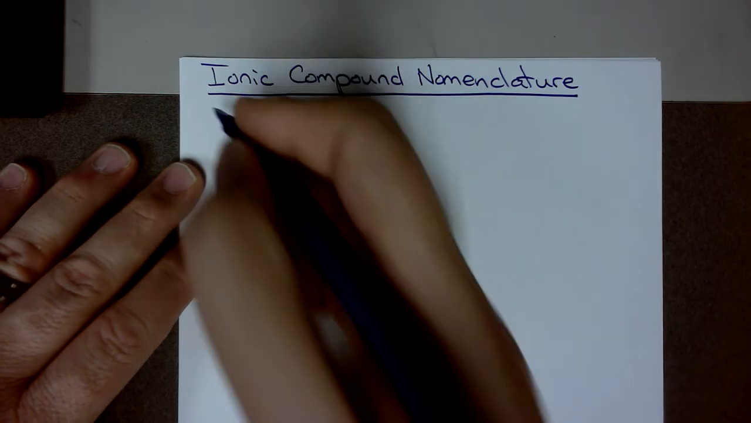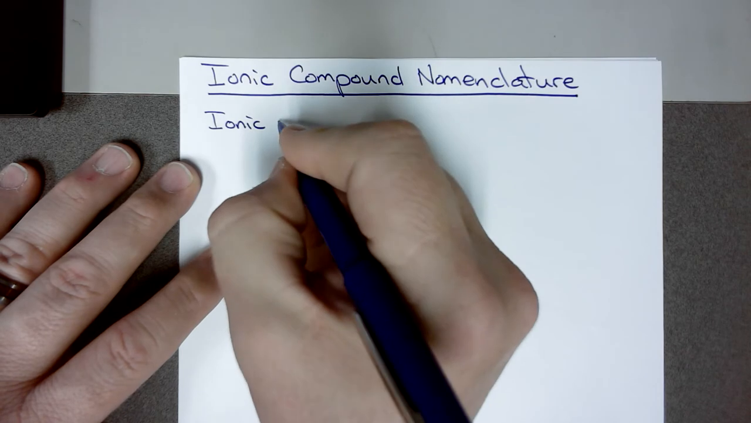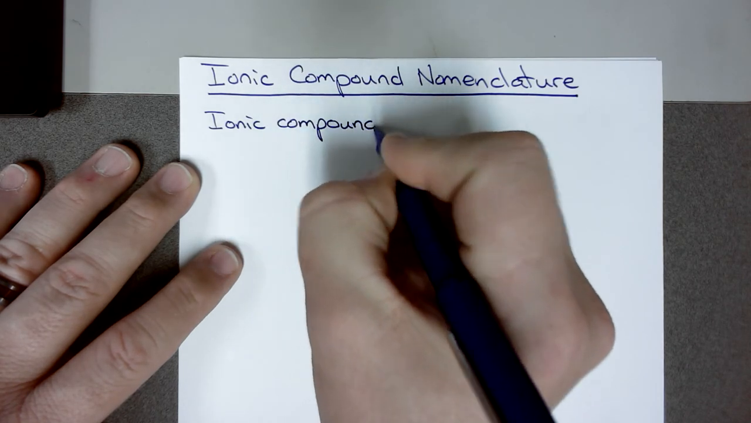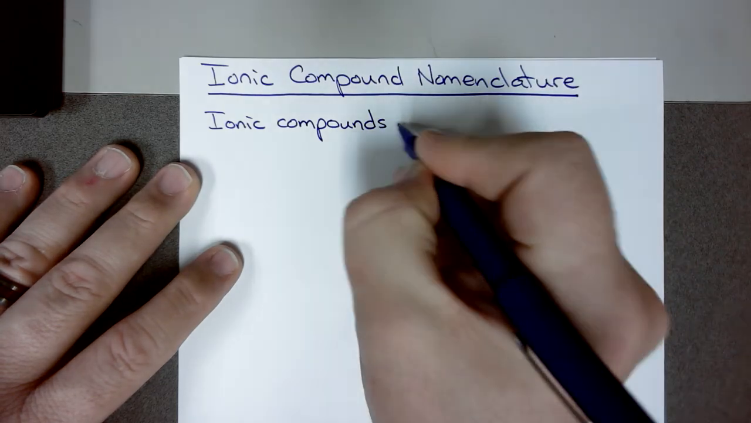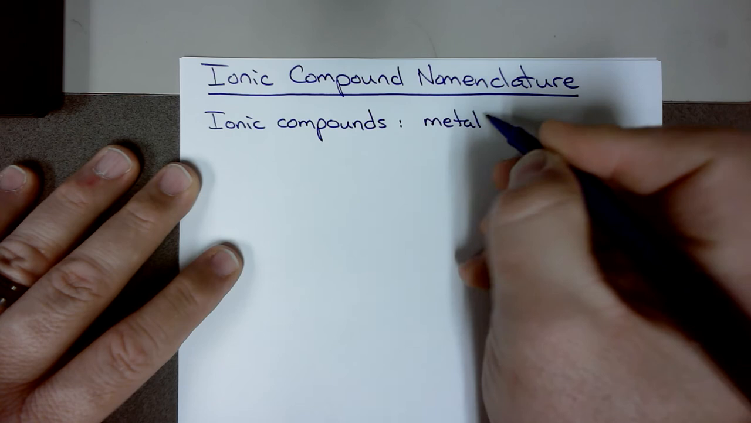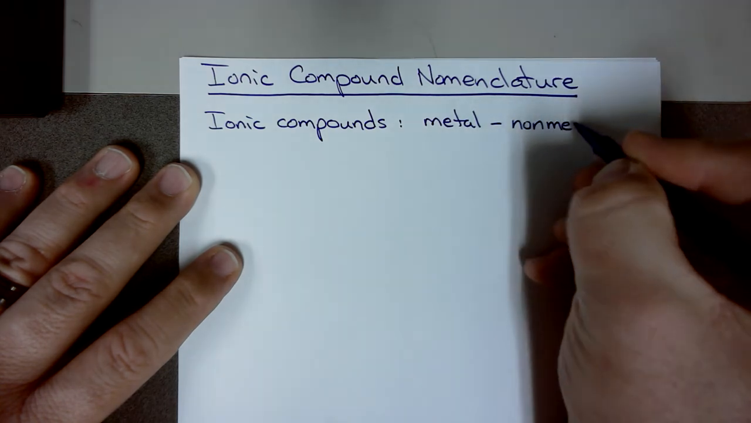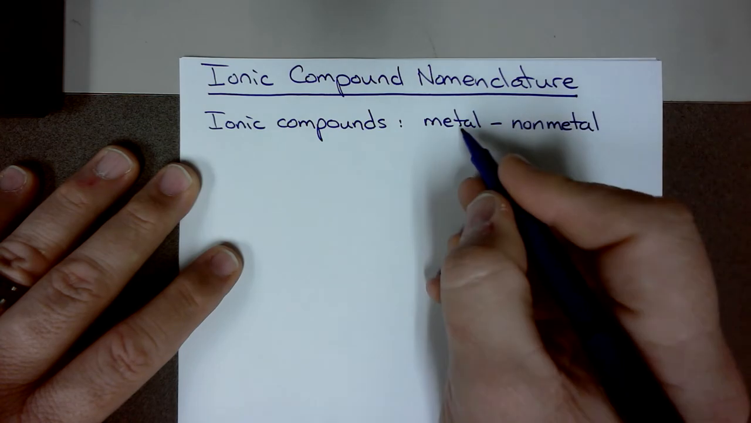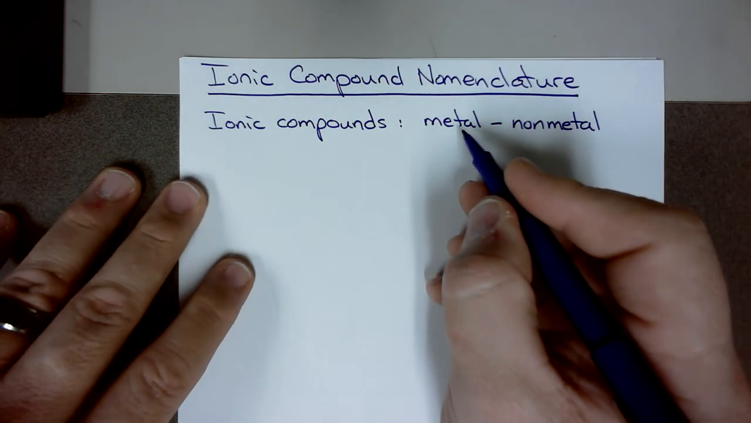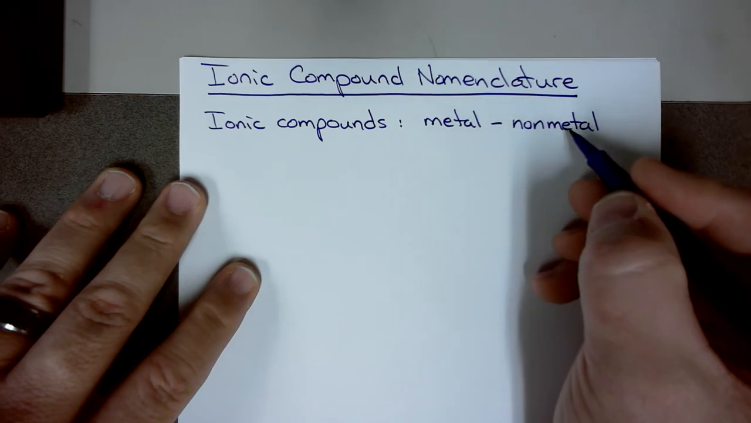But first, let us talk about how you recognize that you are looking at an ionic compound when you see a formula written down. Ionic compounds are a metal bonded to a nonmetal. 99% of the time it'll be a metal. I will later on in this lecture give you an instance when it would not be a metal, but 99% of the time it's a metal to a nonmetal.